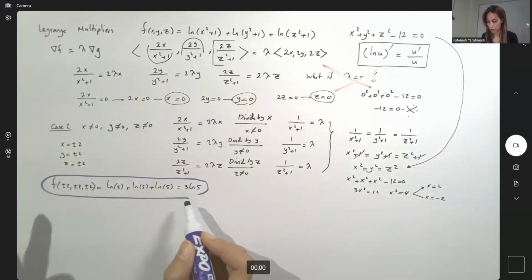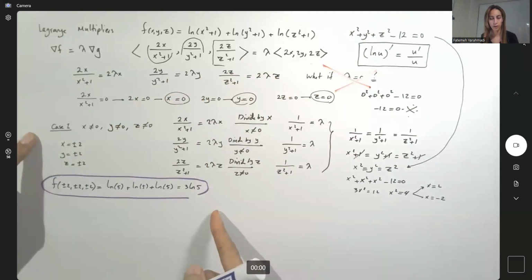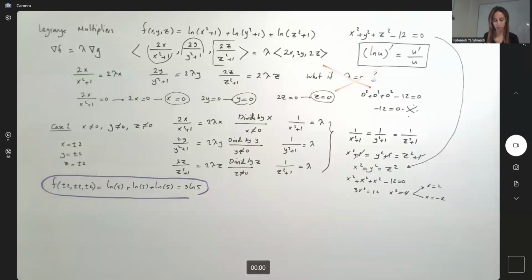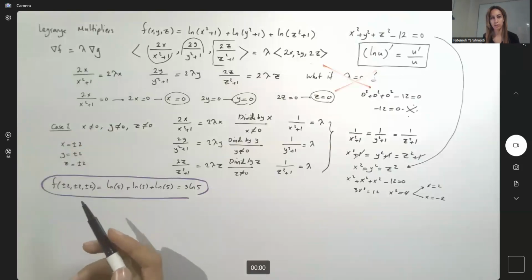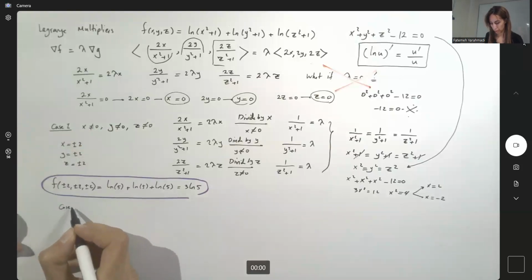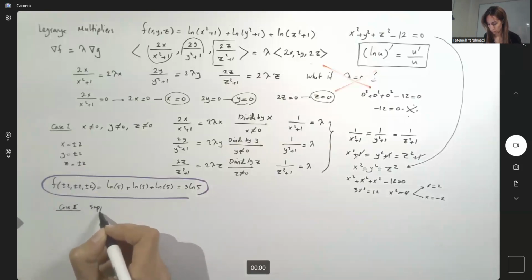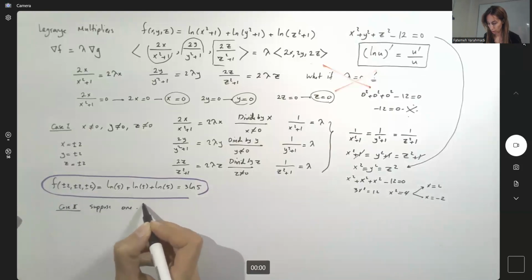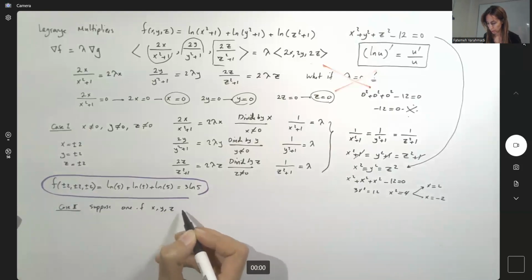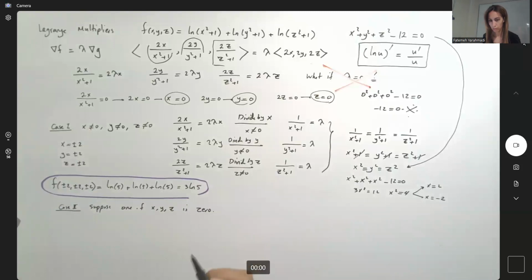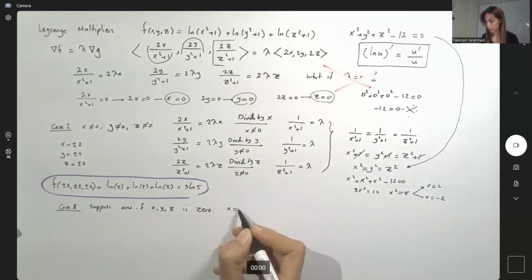Now we need to consider the other scenario. Find the value, the output for the function, and compare those values. In the second case, suppose one of these variables is equal to 0. Case 2. Suppose one of x, y, z is 0. If taking x equal to 0, see what happens.